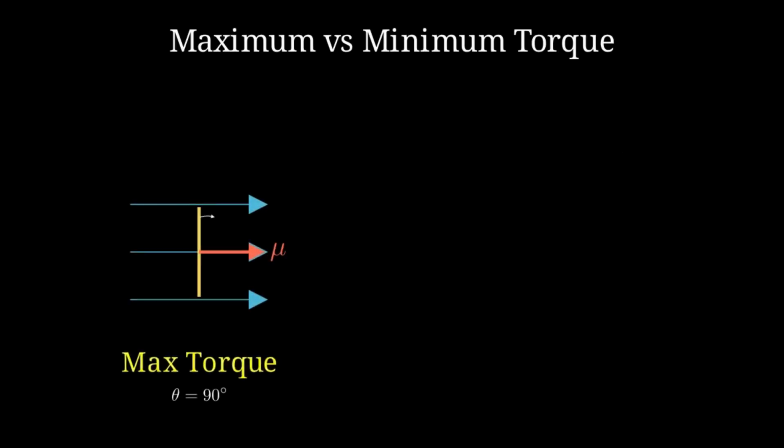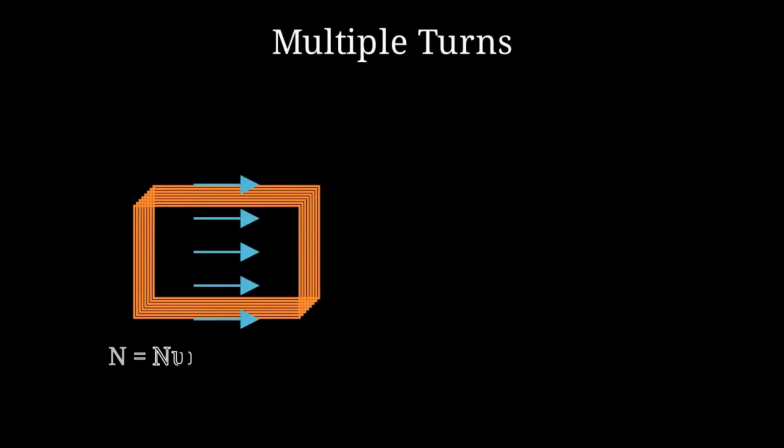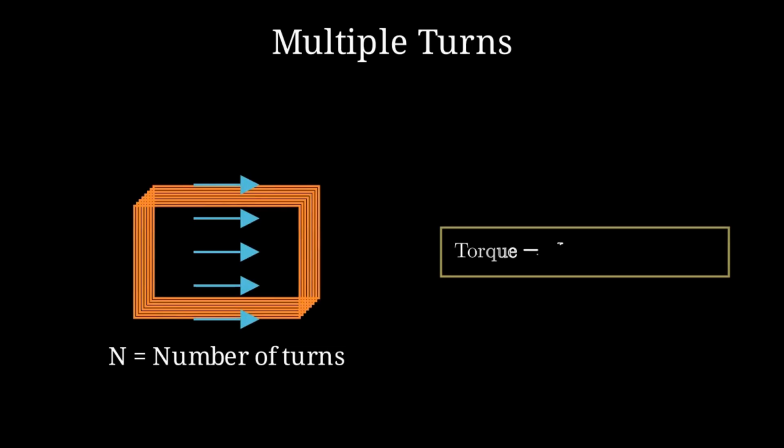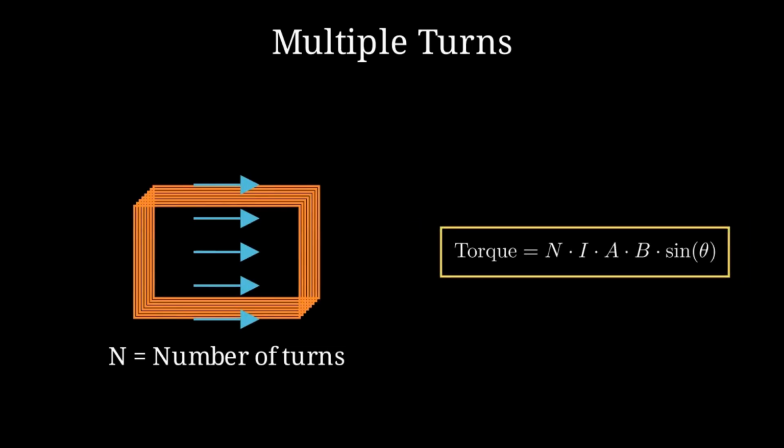Torque is at its maximum when the loop's plane is parallel to the field, meaning the normal vector is perpendicular. Torque is 0 when the loop's normal is aligned perfectly with the magnetic field. If the loop consists of n turns of wire, the torque is simply multiplied by n. This principle is the fundamental basis for how electric motors convert electrical energy into mechanical rotation.